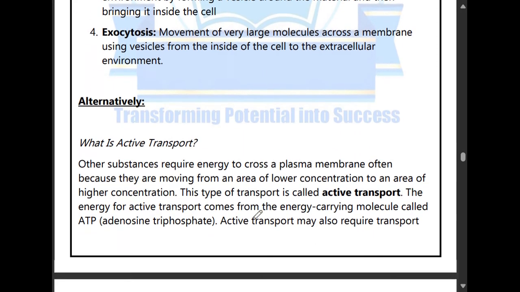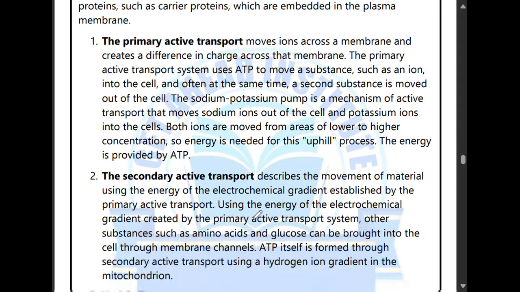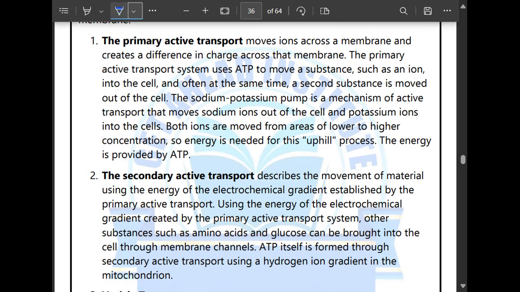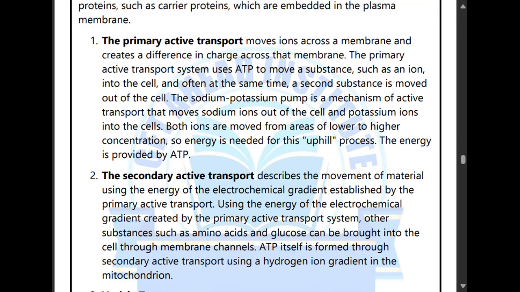But now there is an alternative way through which we can answer this same question, for those who like a lot and big things. When we're talking about primary active transport, of course it moves ions across a cell membrane and creates a difference in charge across that membrane. Primary active transport systems use ATP to move substances, such as an ion into the cell.